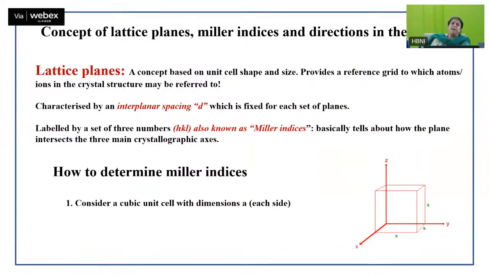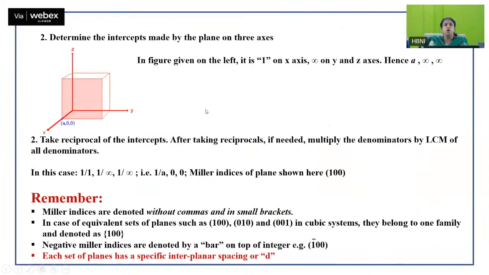And how do we define the lattice plane? All of you know it is defined by a set of three numbers, which we also call Miller indices. And Miller indices, basically, is nothing but how your plane is intersecting the three main crystallographic axes, that is a, b, c, or x, y, z. Now there is a method by which you can determine Miller indices, a simple method, but I would also urge you to visualize rather than learning all those methods. I will tell you the method as well. All of you have studied it.